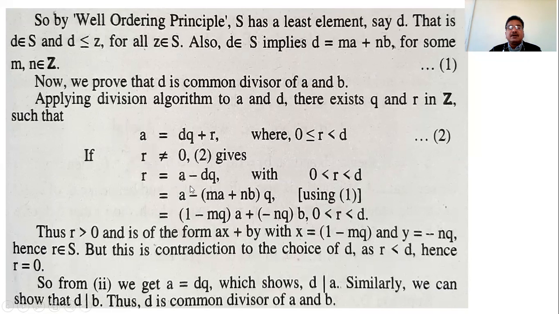R is equal to 0, and R equal to 0 means A is expressed in the form dq, and therefore this implies what? D divides A. D divides A, because A is expressed in the form D times some integer. Similarly, we can show that D divides B.